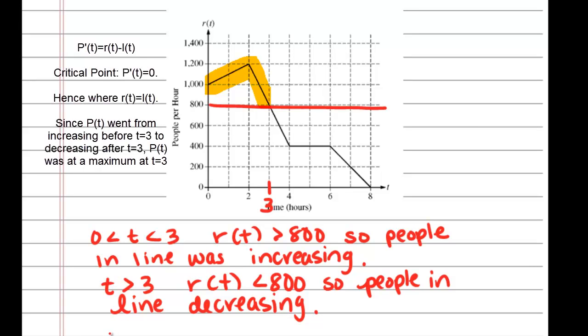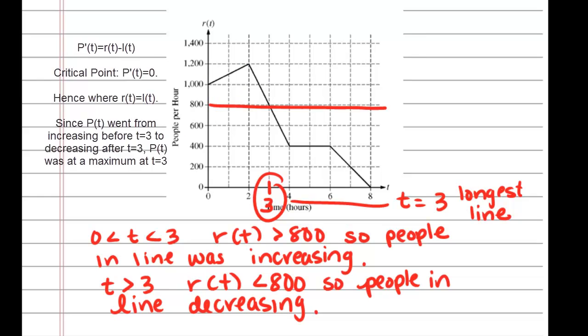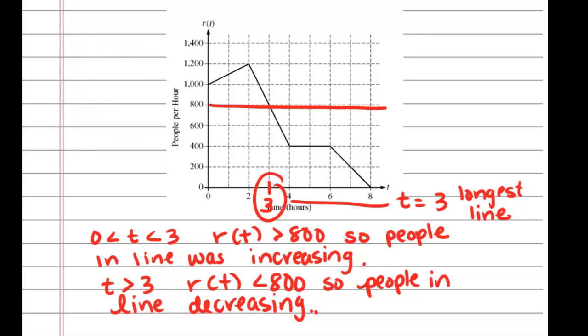So as you can see, P prime of t is equal to the rate at which they're arriving minus the rate at which they're leaving. The critical point is the place where that quantity is 0, so where the two things are equal to each other, which is at t equals 3 hours. And since P of t went from increasing to decreasing, in other words, the curve is above the red line and then below, that makes it a maximum at t equals 3.